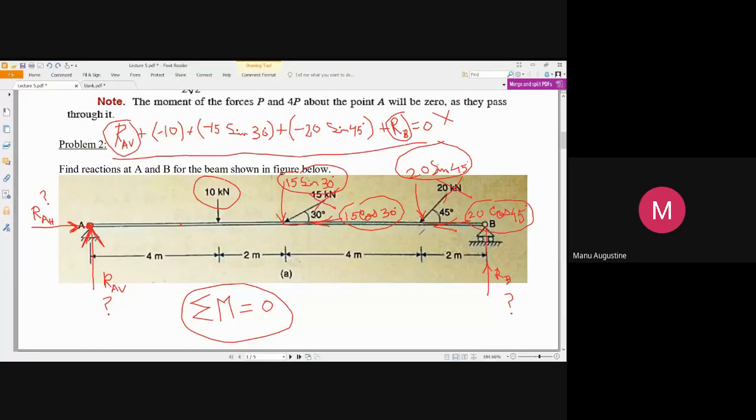A simple fact, a very tricky fact: if I select a point for calculating moments at A, then since RAH and RAV are both passing through point A, the moment of these two forces will be equal to zero. Did you understand this?